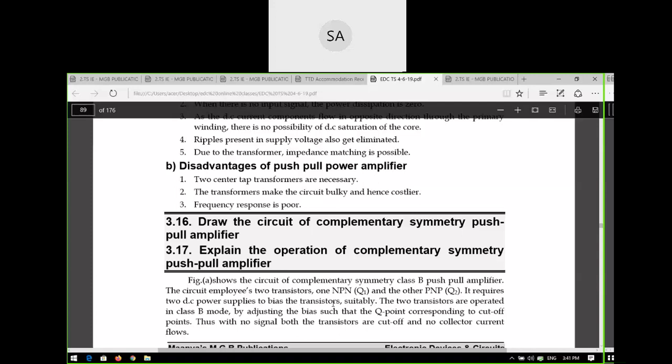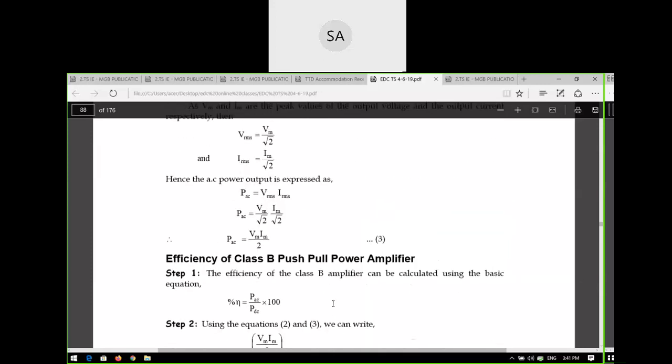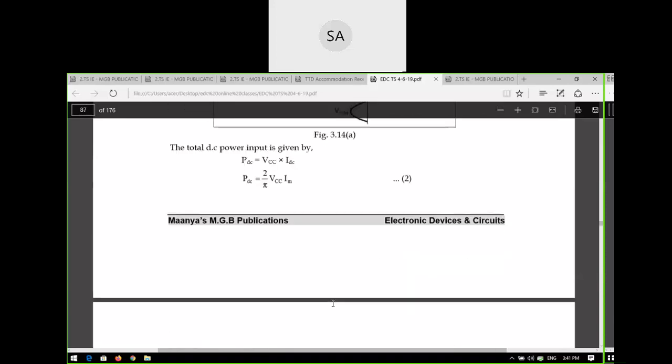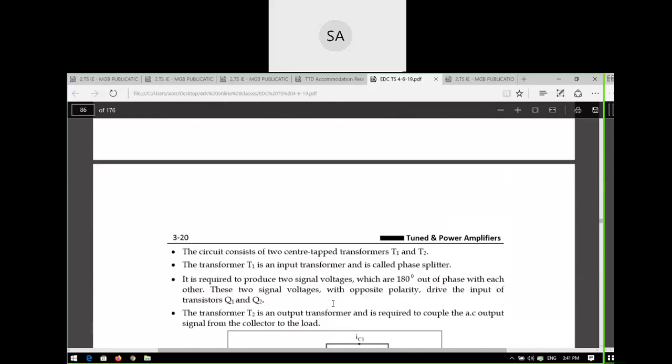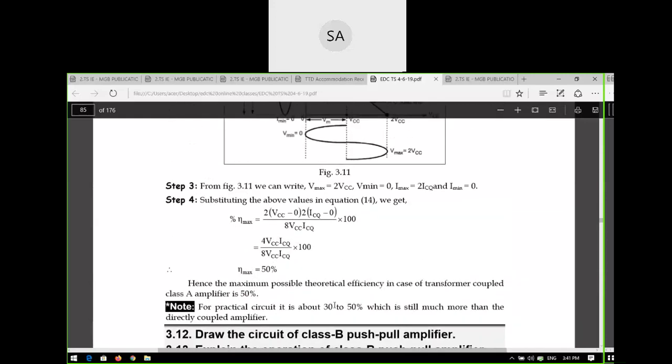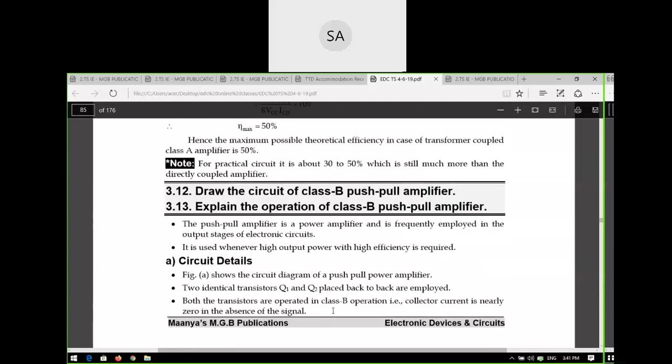And due to the transformer, the frequency response is poor. Whenever you have a transformer, it is costlier, bulky, and the frequency response is poor. We also saw this in the transformer coupled amplifiers. Here also we have the same case: the frequency response is poor, it is a costly affair, and it is bulky. So size is high. So this is the class B push pull power amplifier.